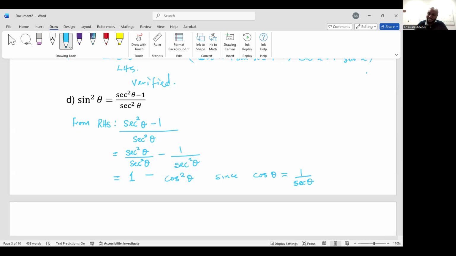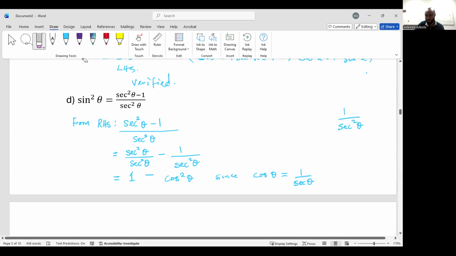So look at this, guys. If I have cosine of theta is 1 over secant of theta, it means if I square that, I just need to square this as well. So that is why I can replace the whole of these by cosine squared of theta.